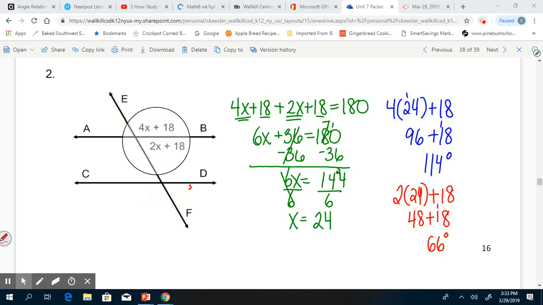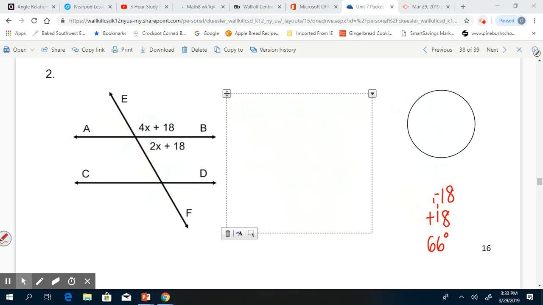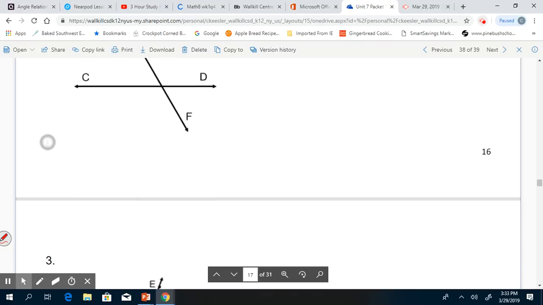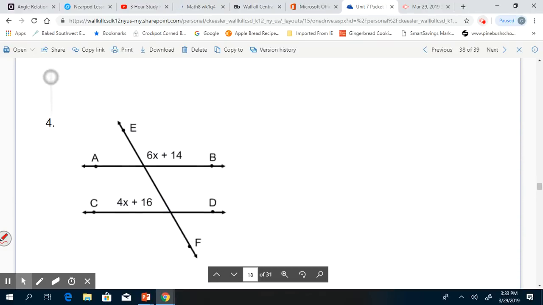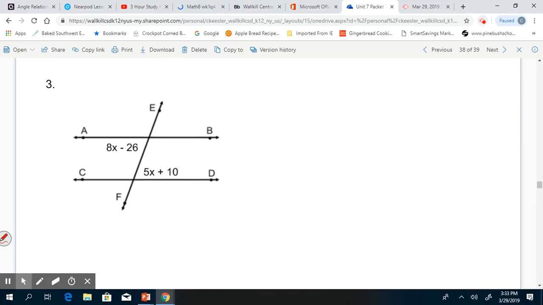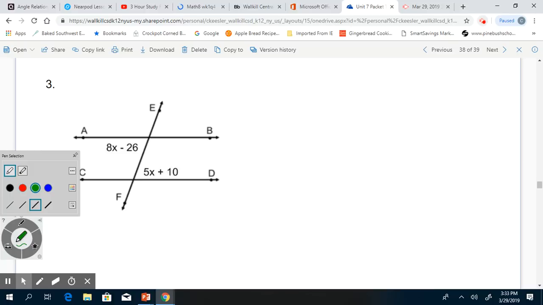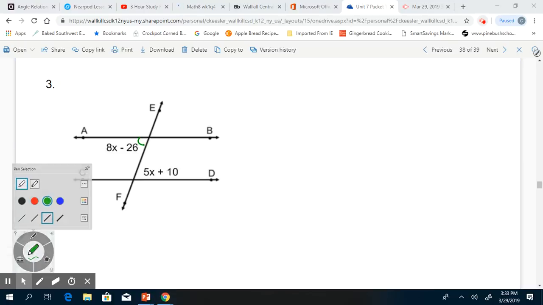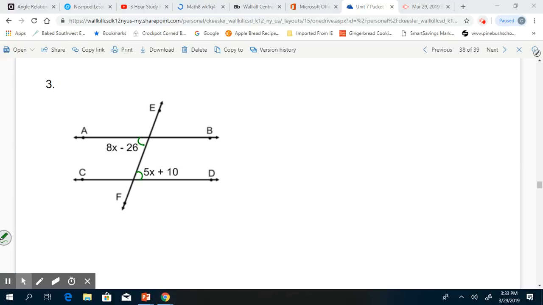Okay, moving on. Let's see if we can do some more. I lied. I'm only going to do 3 with you. You're going to do the last 2 on your own. So taking a look at number 3, we have an acute angle and another acute angle. Hopefully you're recognizing those 2 angles as being alternate interior angles.